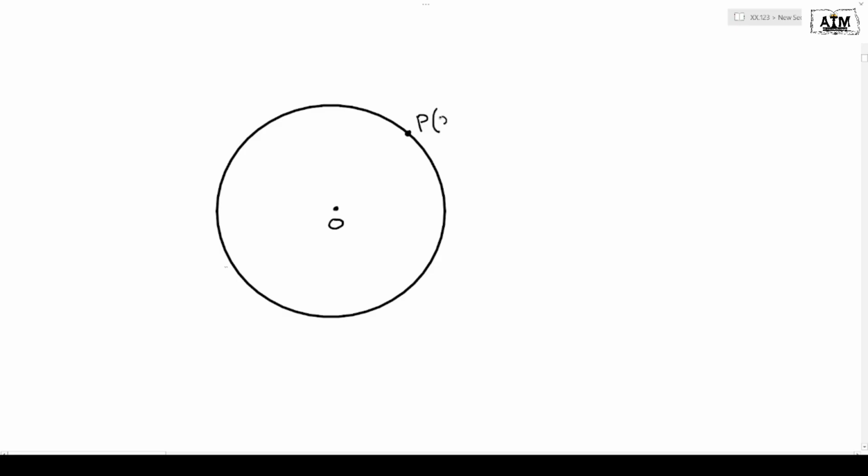Let us call the coordinates of the point P as x comma y. Let us talk about two dimension. Join the point O and P. Let us call the vector OP, that is denoted by vector R. So the position vector of point P can be written as vector OP, that is equal to vector R. Vector R can be written as x into i cap plus y into j cap.